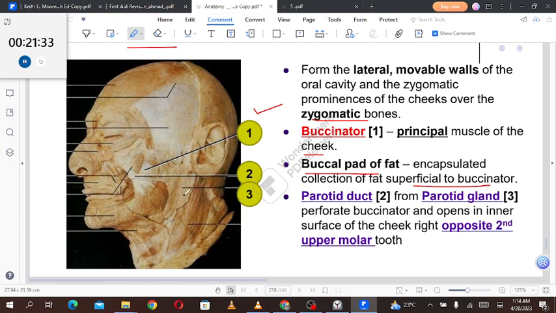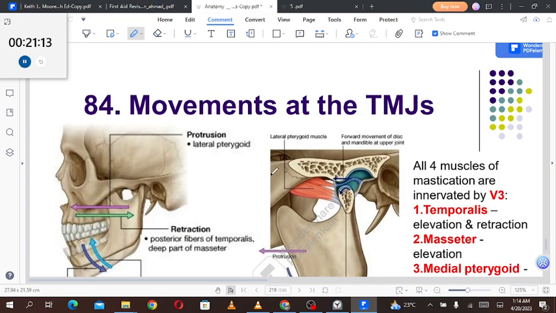Then we have the parotid duct. This area is the parotid area. This is the parotid gland, and here we have the parotid duct. The parotid duct from the parotid gland perforates the buccinator and opens on the inner surface of the cheek, right opposite the second upper molar tooth. Now let's talk about the movements at the temporomandibular joints.